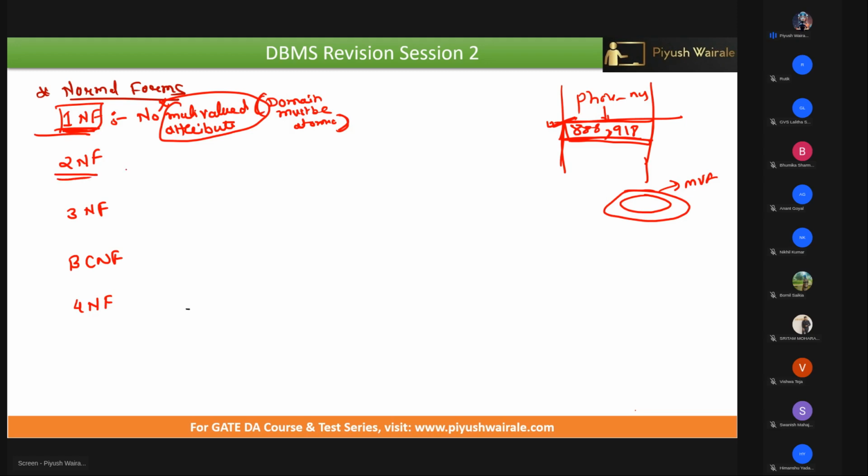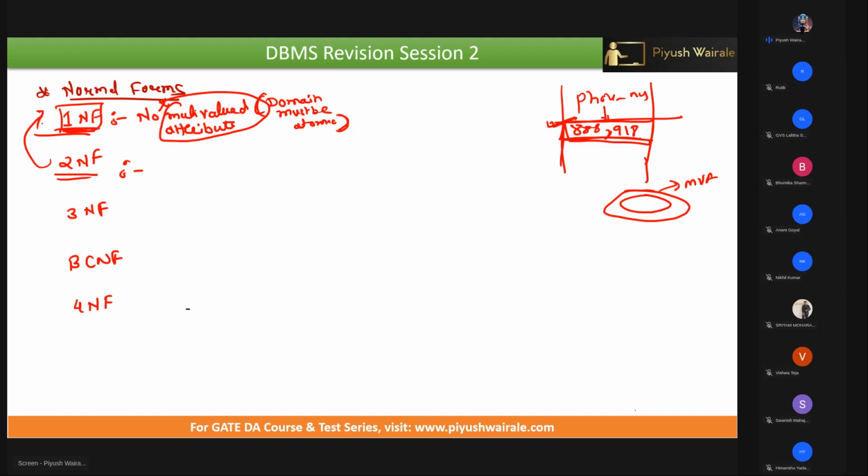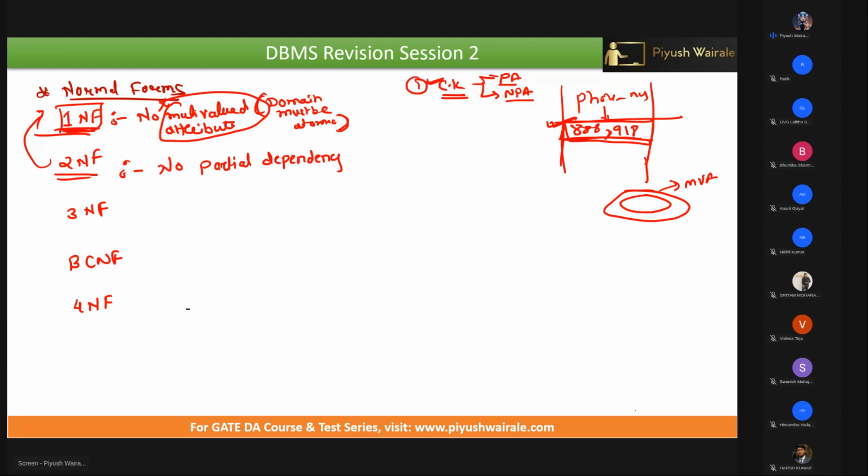What about 2NF? First, it should be in 1.5NF, so no MVA plus no partial dependency. How to check for partial dependency? First, find out the candidate key. Second, find out prime attributes and non-prime attributes. Once we know how to find the candidate key, a prime attribute is basically a part of the candidate key. Non-prime attributes are the remaining attributes. Once we find that, we can find out partial dependency.